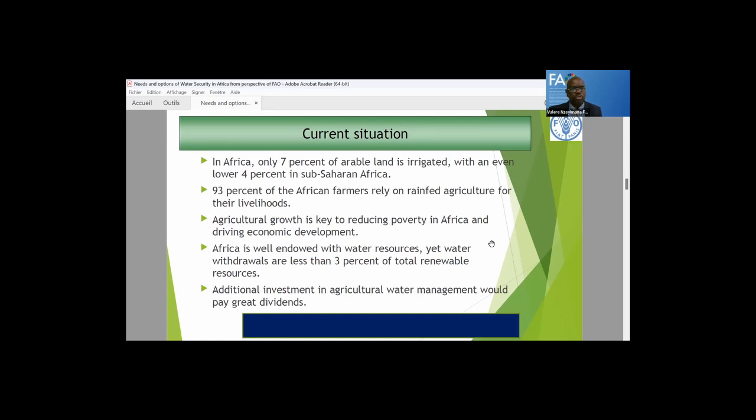Africa is well endowed with water resources, yet water withdrawal was at less than 3% of total renewable resources. As I said, we have plenty of water, but we don't mobilize the water. And agriculture is not developed. And then when you develop agriculture, of course, other water users will also have their stake. Additional investment in agricultural water management would pay great dividends, meaning that there will be much more income when water is developed for agricultural use, because you will also have water available for other users. Next slide, please.